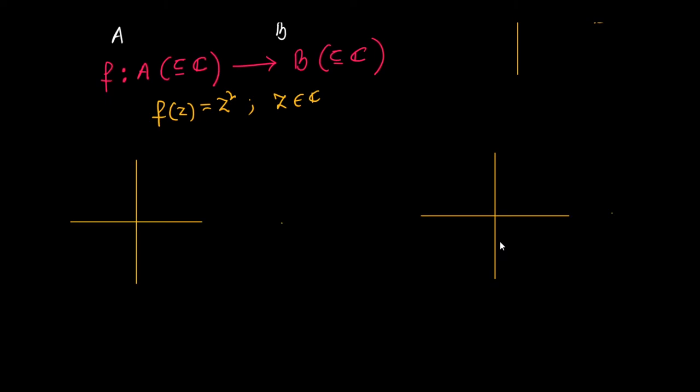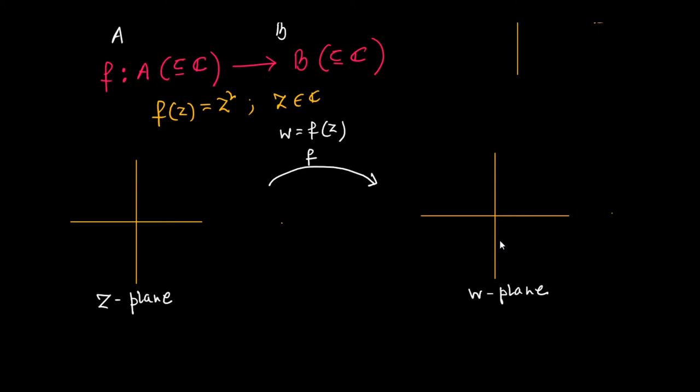So these are my two complex planes. If I consider my function as, say, w equals f of z, that means this is my domain plane or the z plane, and this is my w plane or the codomain plane. And this function f will take elements from the domain set, or from the domain plane, to the codomain plane.